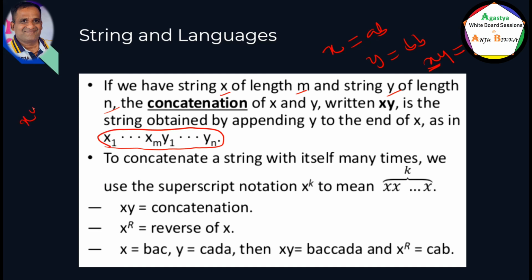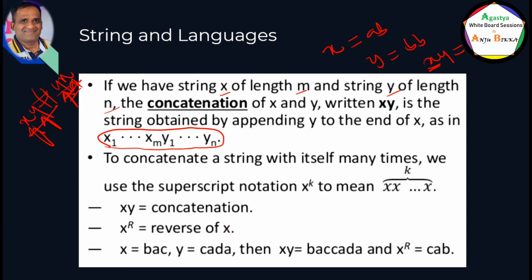So xy concatenation is not equal to yx. It is not symmetric. Concatenation is not symmetric. xy is not equal to yx, because in xy first the symbols of x appear followed by y. Here the y symbols appear followed by x.